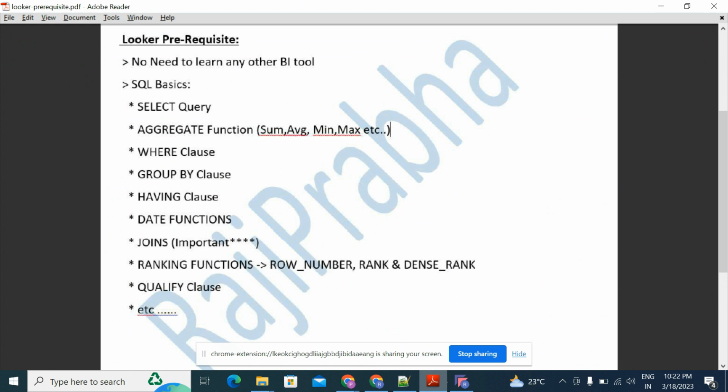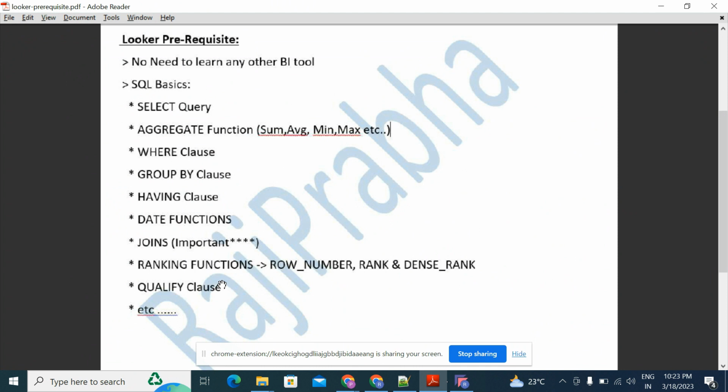We need not learn all the topics which are available in SQL, like stored procedures, triggers, etc., which are part of PL/SQL. Instead of that, we should cover the following topics to understand Looker very well, which means writing SQL select queries, aggregate functions which are sum, average, min, max, and also where clauses, group by clauses, and having clauses.